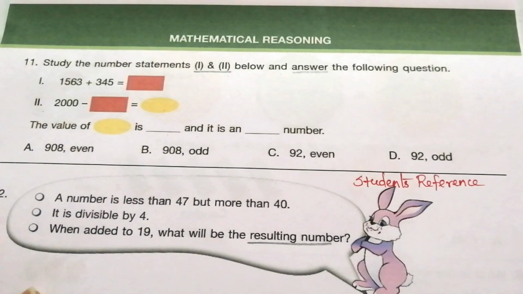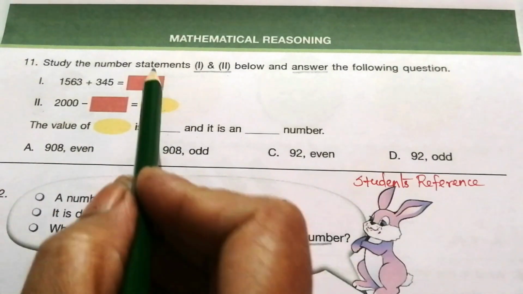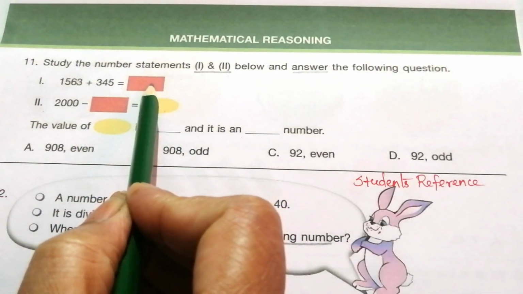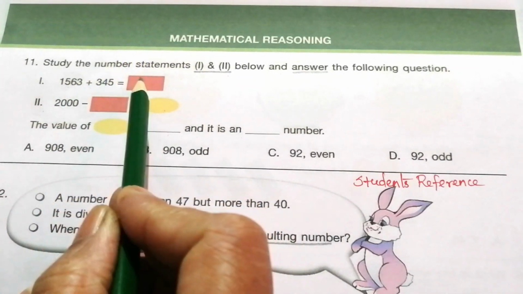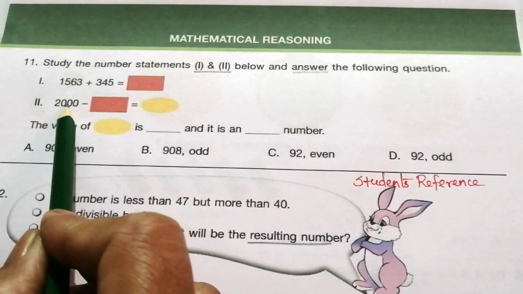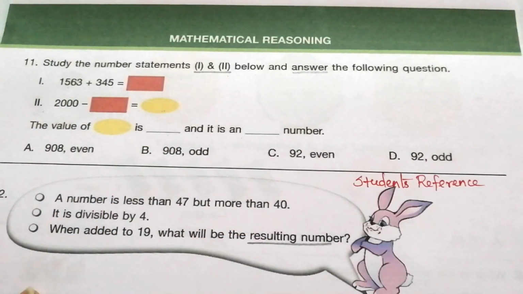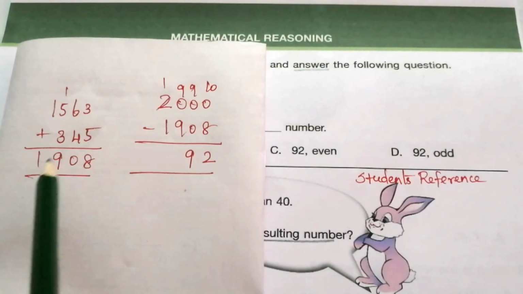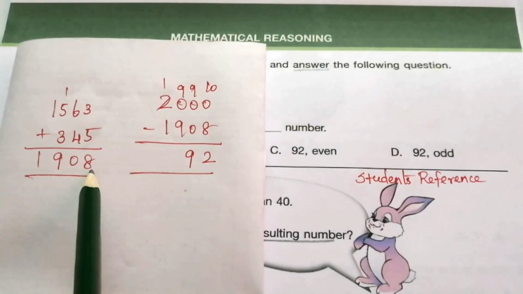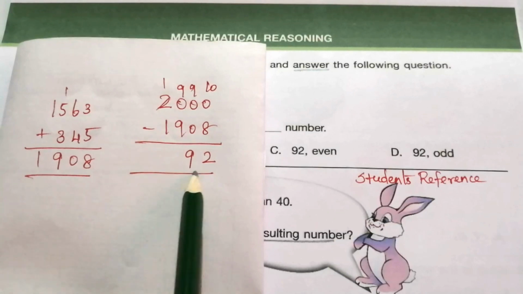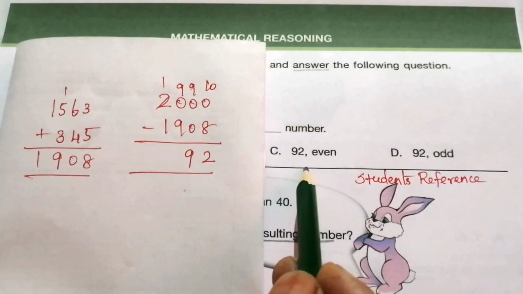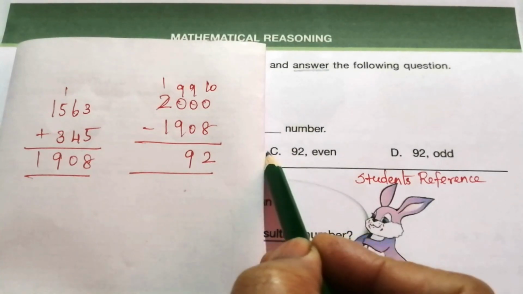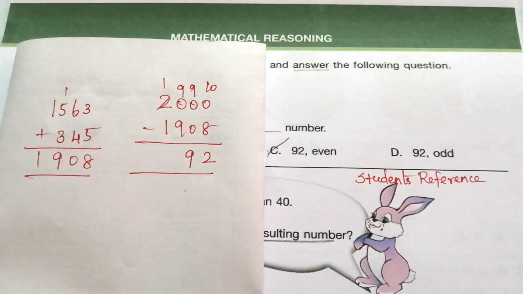How to do this problem? First we have to find this value. If we add these two, we get this value. Then we have to subtract this value from 2000. Then we get this value. If we add these two values, we get 1908. And if we subtract, we get 92. So the answer is 92, even. C is the answer.